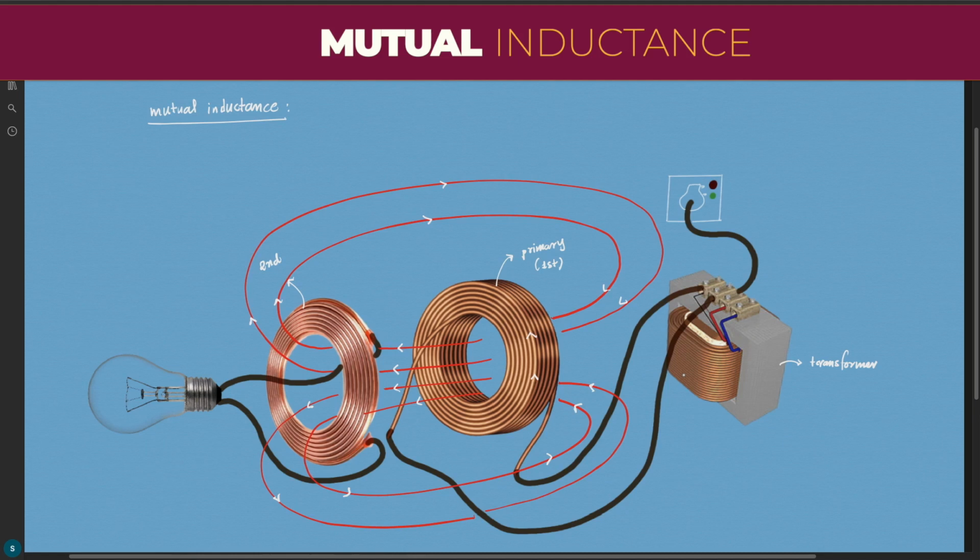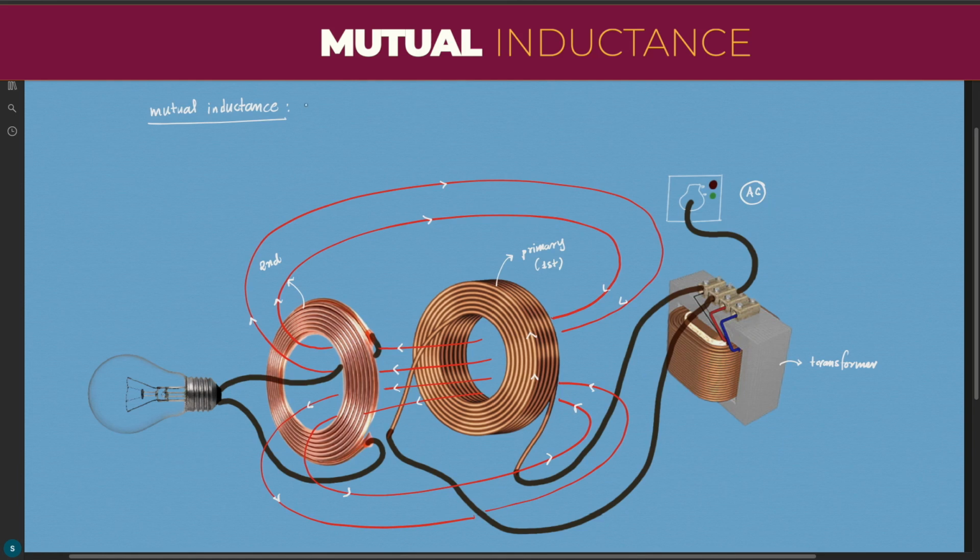But this transformer is connected with the AC source, so if the source is alternating current, or the current direction is always changing, then the flux through the primary coil will always change. And as soon as the flux changes, the secondary coil will experience a change in magnetic flux. That is very important, because Faraday said that whenever there is a change in magnetic flux, there will be an induced EMF, which we have discussed in the previous video.